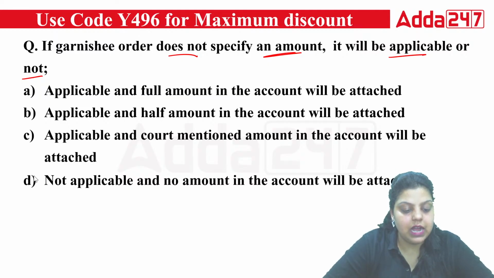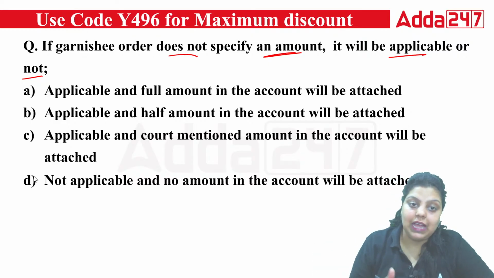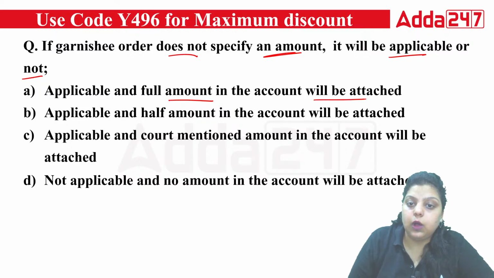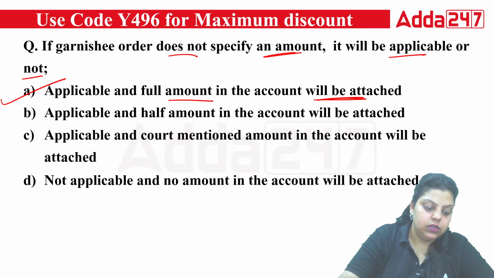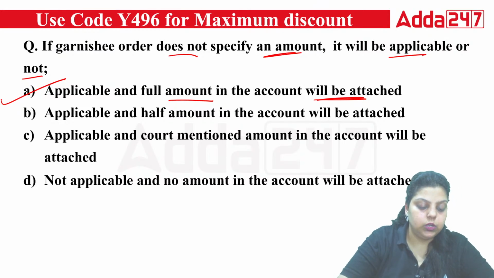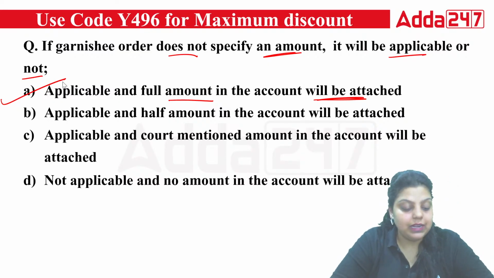Whenever a garnishee order has been received, it definitely has to be applicable. But if there is no amount, in that case the full amount in the account will be attached. It means the right answer is A. Whenever a garnishee order has been given to the bank, it will definitely be applied, and once we are applying it, the amount will be mentioned there. If the amount is not mentioned, it means whatever the full amount of the account is, the full amount will be attached. So the right answer is the A option.